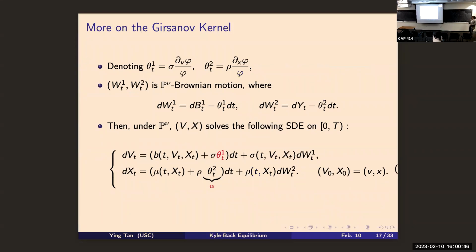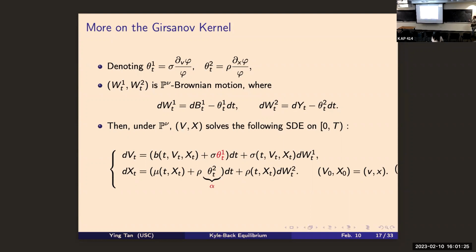We can use the Gaussian kernel to define two P nu Brownian motions. Just apply the Girsanov theorem, and in this way we have this SDE. So we know that the process V and X will satisfy this SDE under the probability P nu. Now look at the form of this SDE. We recognize that this part, this θ2, is very likely to be our alpha, right? But we have an extra θ1. So the last thing is to get rid of that θ1.